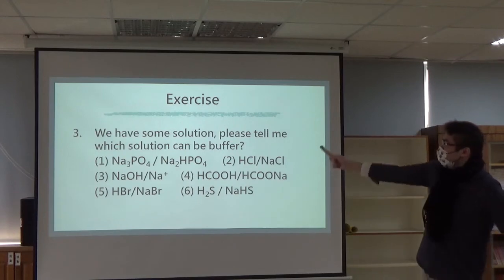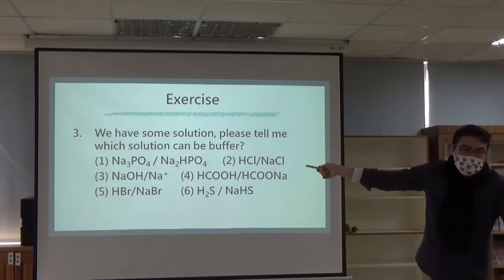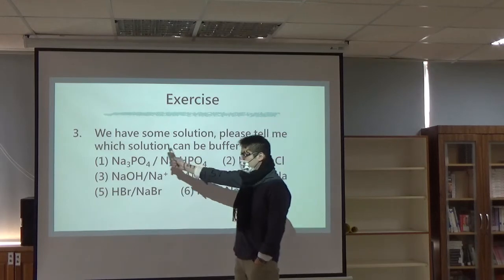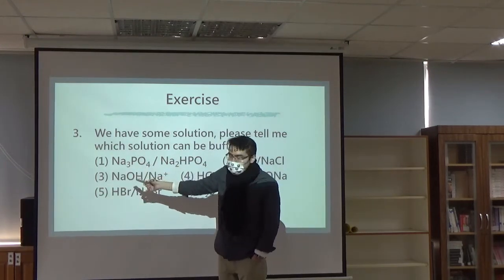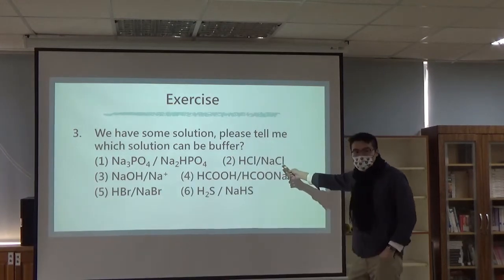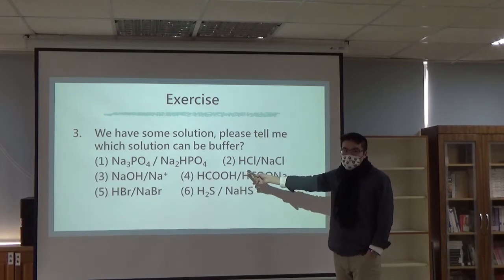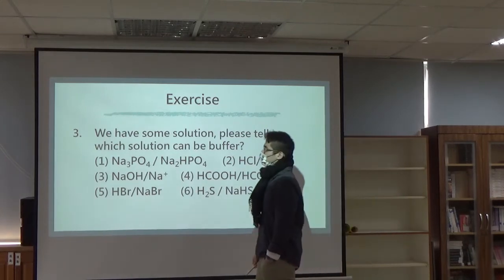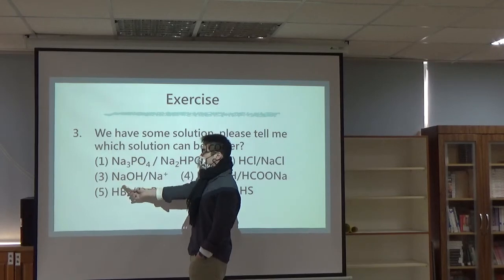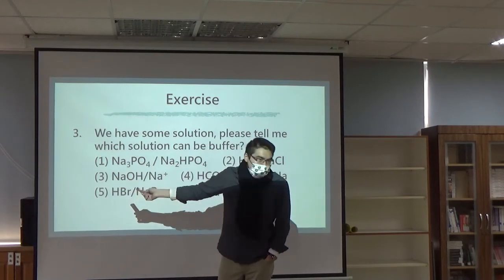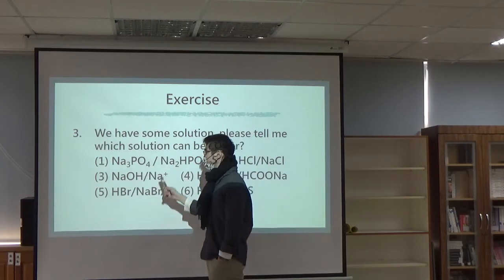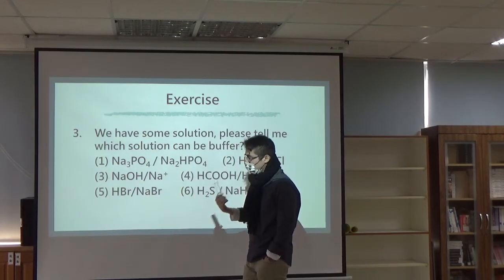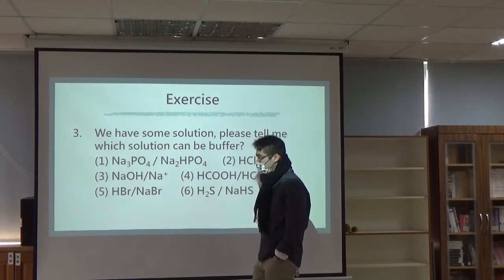So, is the first one a buffer? Yes, it's a buffer. Na2HPO4 is a weak acid, and Na3PO4 is its conjugate base, so it's a buffer. And is the second one a buffer solution? No. HCl is a strong acid, so a strong acid and its conjugate base cannot be a buffer. Number 3, NaOH and Na+. NaOH is a strong base, so Na+ is its conjugate acid. It's also not a buffer, because a buffer is composed of a weak base and its conjugate acid, not a strong base or acid.